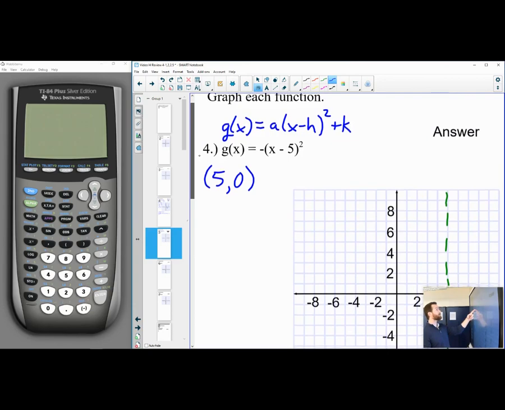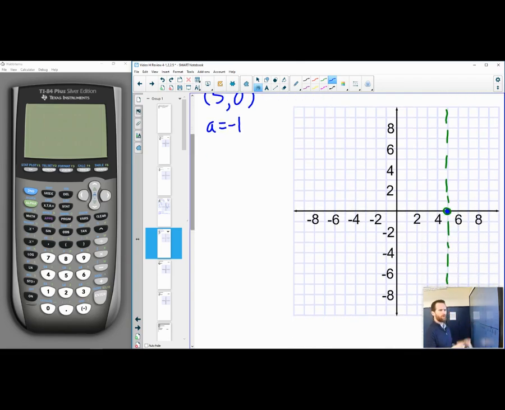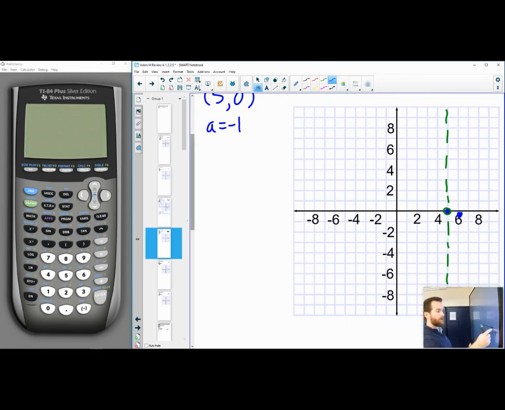Where were we? Found the vertex. Now we have to use our a value, which is a negative 1. So a equals negative 1. Let me show my work and not be lazy. So we start at the vertex, and we know how the a value works. We always go right 1 and then up or down whatever a is. Since it's a negative 1, we go down 1.